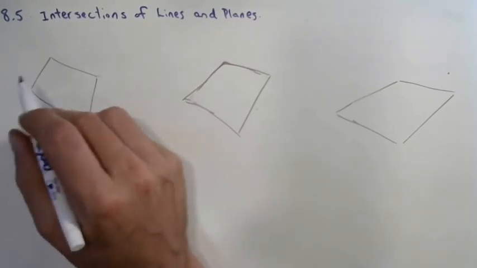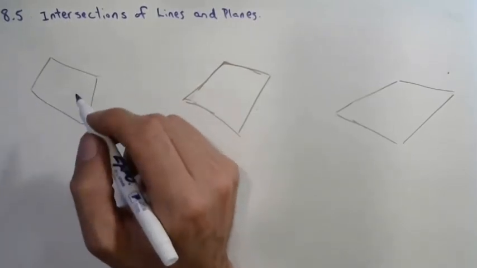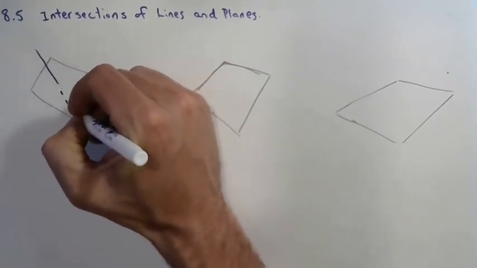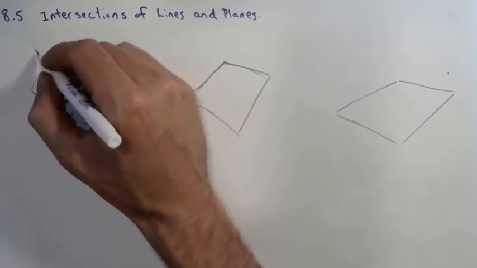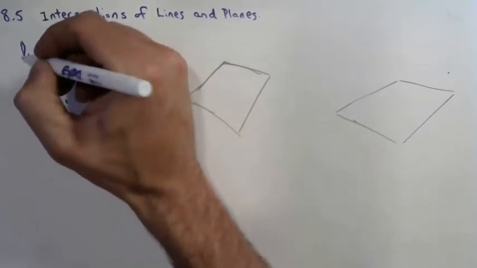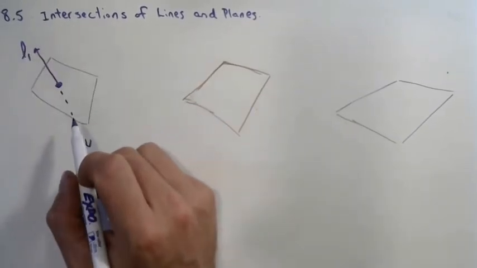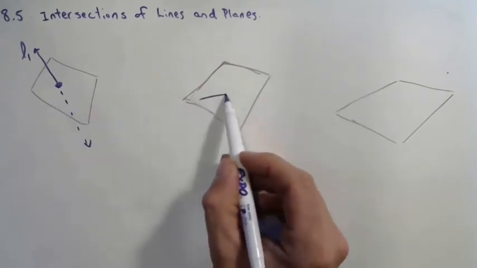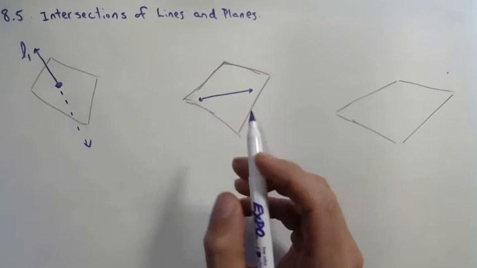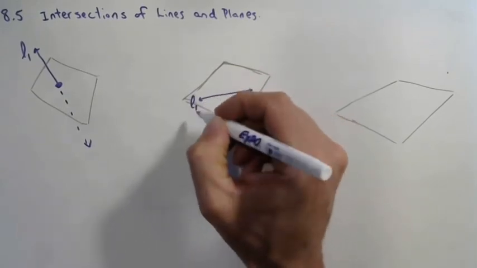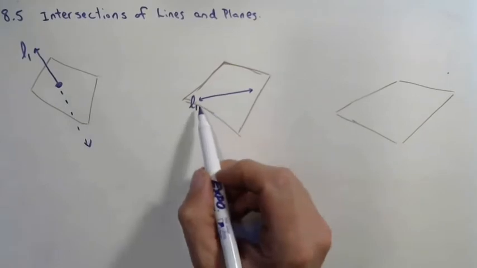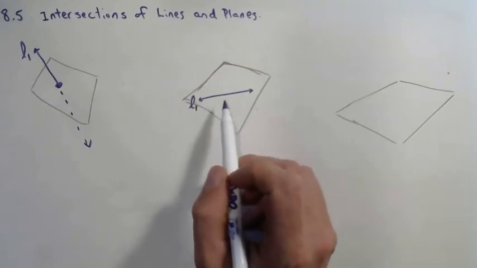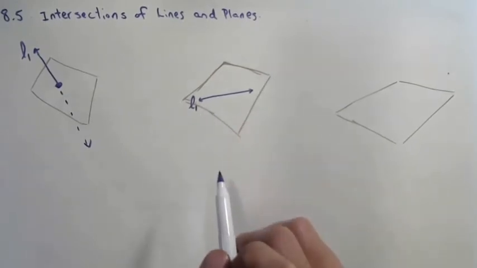So there is one possibility here. Somewhere on this plane, our line, L1, crosses through the plane. It hits it at a point and crosses through it. That's one possible relationship: it intersects at exactly one point, one solution. Another option is that the line actually lies on the plane. So if you had L1 here, and L1 lies on the plane, then every single point on the line intersects the plane. So there are an infinite number of solutions.